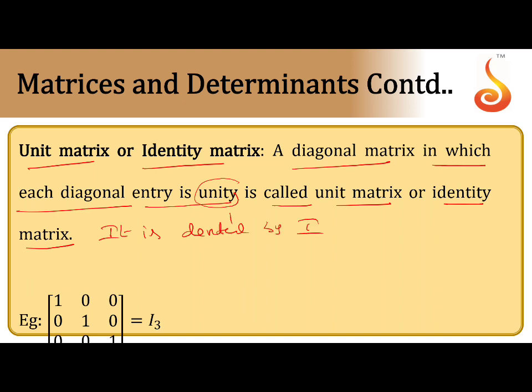So here I3 means I3 unit matrix of third order, meaning 3 rows and 3 columns. The diagonal elements are 1 and the rest of the elements are 0. If you want to take I2, that means 1 0 0 1. I hope this is clear.